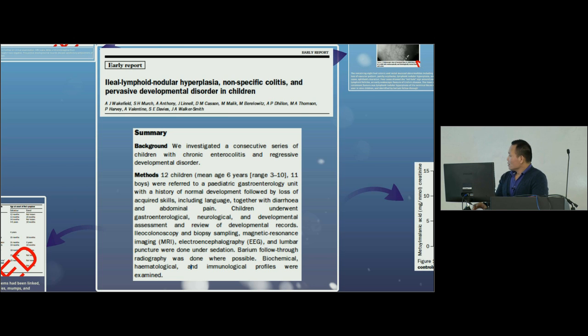This is to look at the brain activity. They did a lumbar puncture. This is the spinal tap, right, under sedation. It can be extremely painful to get the cerebral spinal fluid. And then they were injected with barium to see the structures of the intestine. And some of the biomedical and immunological profiles were examined. So these children went through a litany of tests to determine if there's a correlation between their inflammatory bowel problem and their regressive developmental disorder.